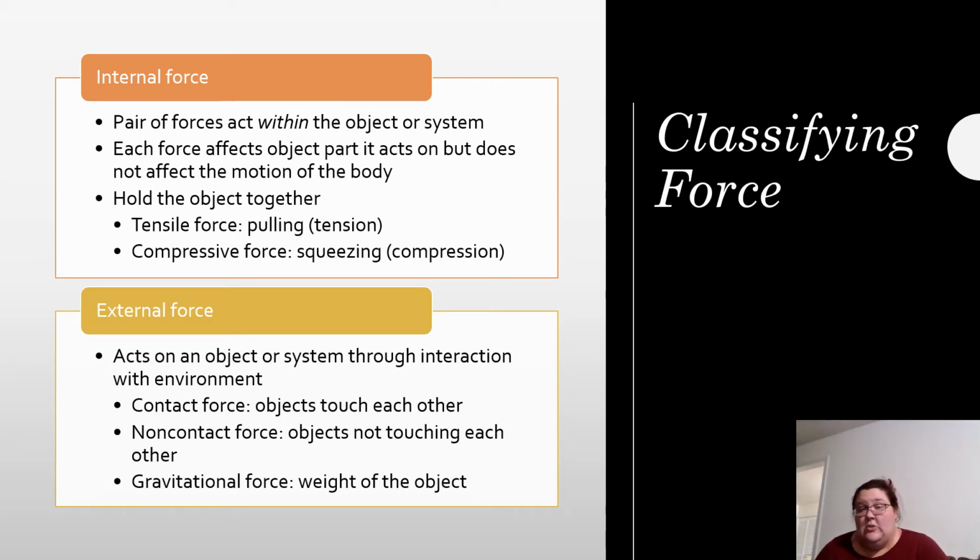What is going to be new is external force. So these are something that's going to act on the object or the system from the environment. So we have three main forces here. We have contact force, so when objects touch each other, non-contact force, the objects are not touching each other, and then gravitational force, which is the weight of the object. All right, so these are all going to impact our external.